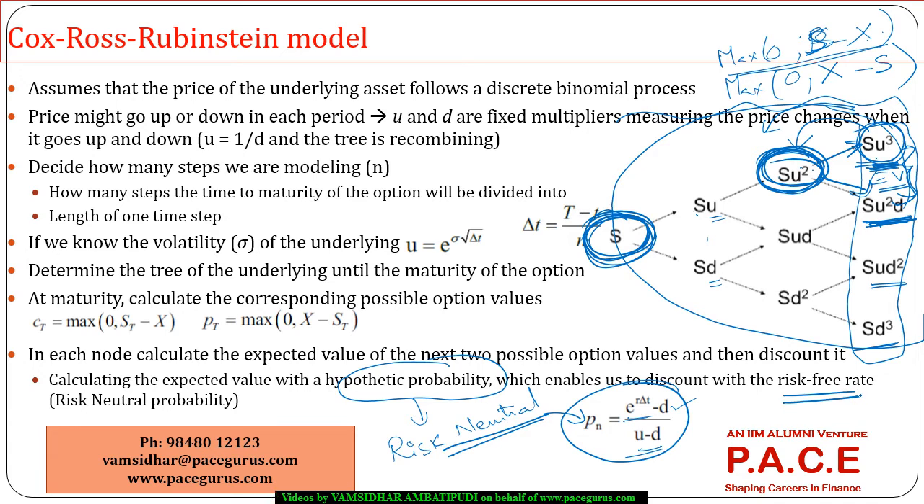I have to use to find out the present value of this option. I can simply use the risk-free rate of return as a discounting rate to find out the value of the option, because I am using the risk neutral probability to find out the expected value. But yes, this is all the conceptual part.